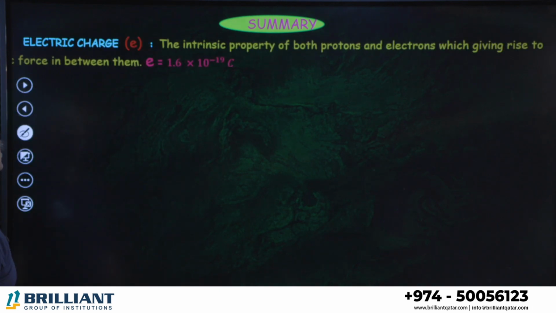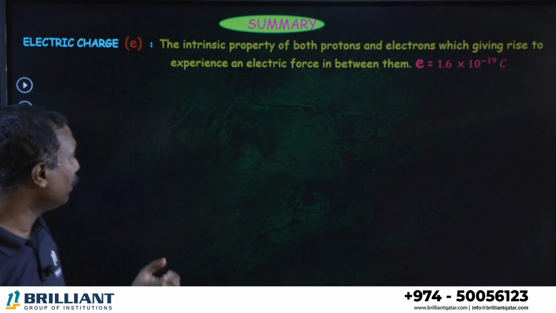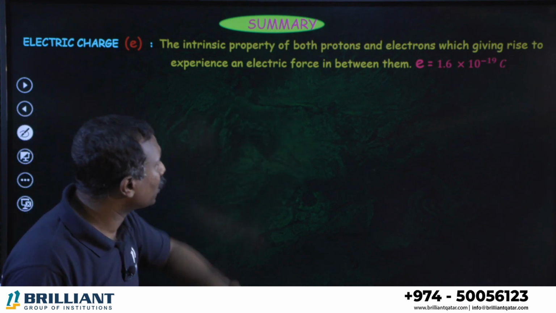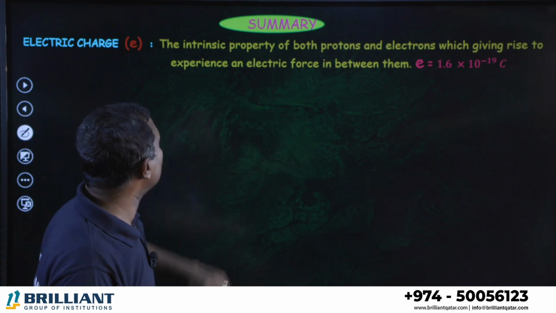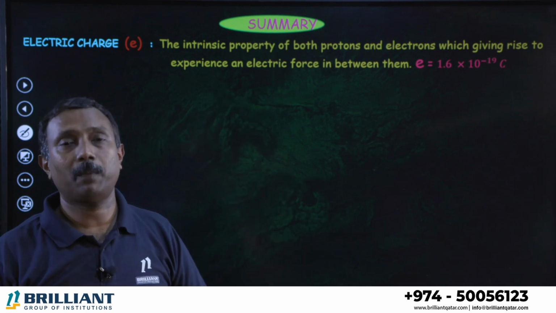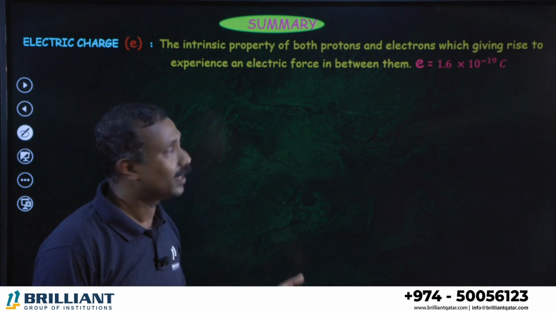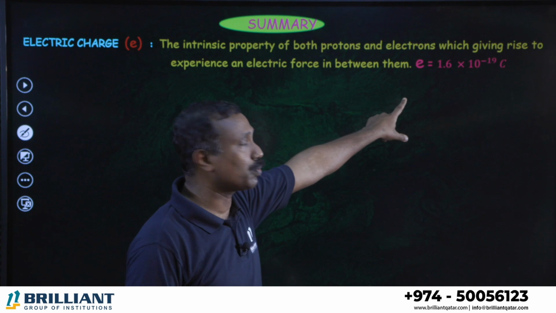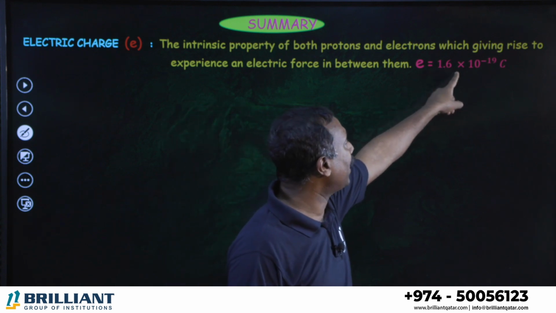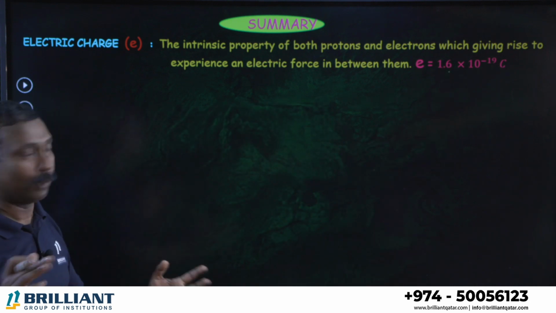See, the first one: what is electric charge? I already mentioned that. It is an intrinsic property possessed by both protons and electrons, which gives rise to the electric force between them. That property possessed by both protons and electrons is what we call electric charge. The electric charge possessed by each of these protons and electrons is represented by the letter e, and it has a magnitude of 1.6 into 10 to the power of minus 19 coulomb.